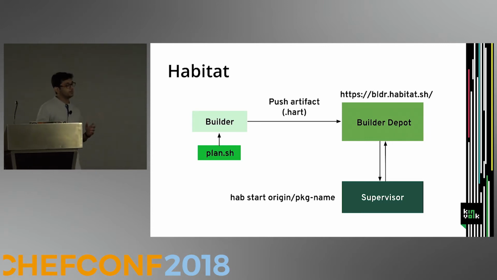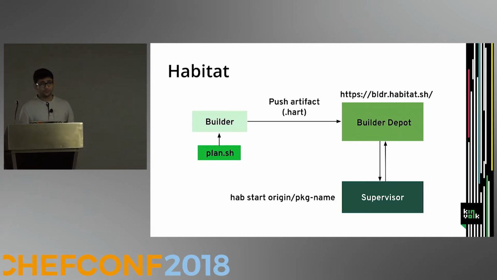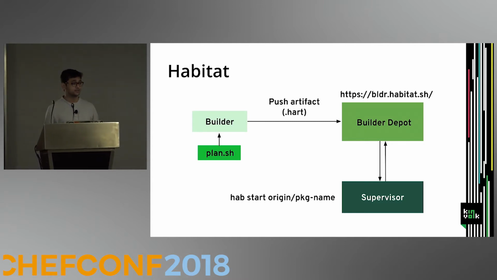In this example, there's only one supervisor running, and the topology is called standalone. Now, it's pretty good to run a single instance, but more often than not, you would want to run multiple instances of your applications for fault-tolerant systems.